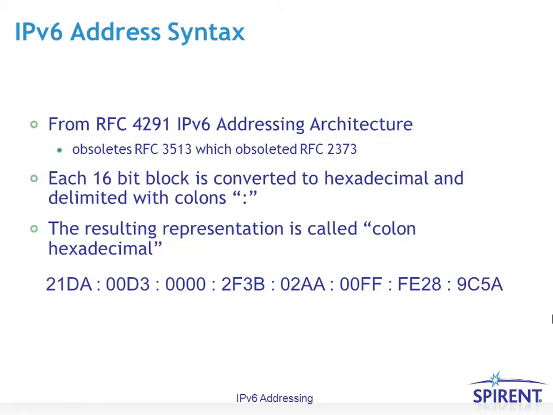The way this is written and displayed to us is documented in RFC 4291, the IPv6 architecture. Each 16-bit block represented on the previous slide is converted to hexadecimal and delimited with colons. The resulting representation is called colon hexadecimal. Even though what you see below still looks a little unwieldy to us human beings, it's definitely better than looking at 128 binary ones and zeros.